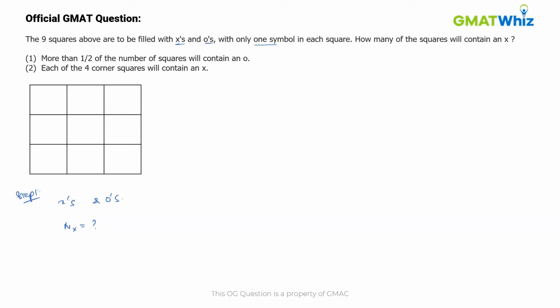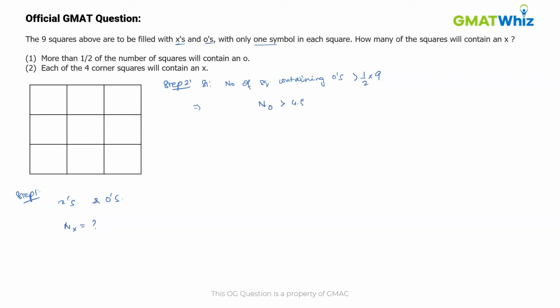Since there's not much that we can infer from the question stem, we move on to step 2 and analyze statement 1. Now in statement 1 we have that more than half the number of squares will contain an O. So we have that the number of squares containing O's will be greater than 1/2 times the total number of squares, which is 9. Now if we denote the total number of squares containing O's as NO, that will be greater than 4.5.